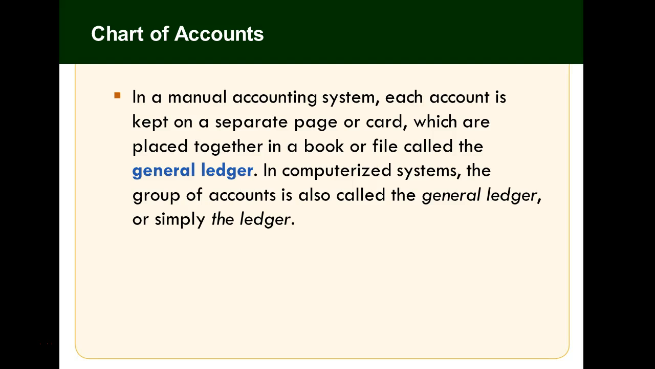Usually you keep all your assets together. The second page would be accounts receivable. The third page might be automobiles for assets. The fourth page might be various types of equipment. Each account is on a separate page in the old system, the manual accounting system.